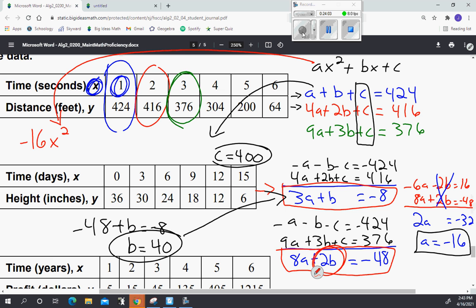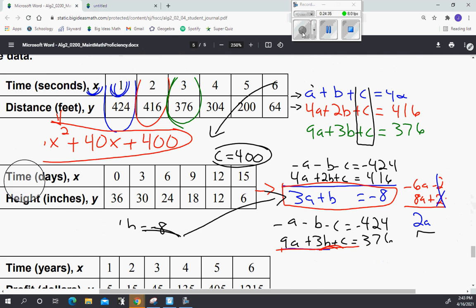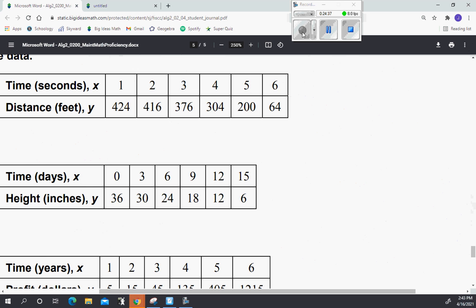I'm sorry, I'm kind of all over the place. Plus bx. What's b? 40. X plus c, which is 400. And there is my function, which is a lot of work. There you go. If you have any questions on that, you can always email me. Or talk to me in class.